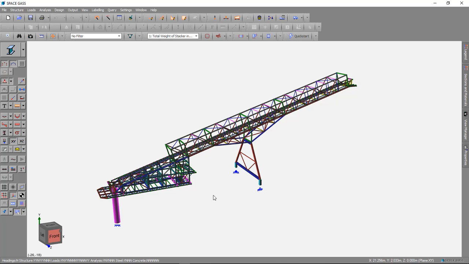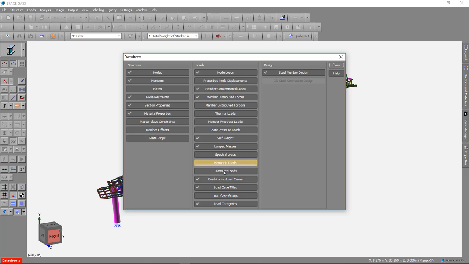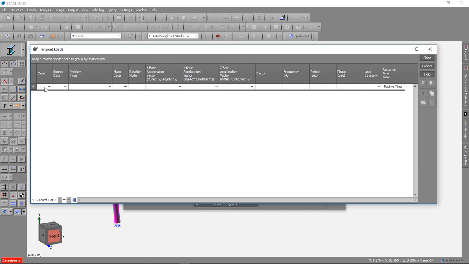So if we wanted to analyze the effect of the acceleration on the stacker as it starts moving in a skew direction, we can do that by creating a transient load case. Let's call it load case 100, and this time, instead of applied loads, I'm going to choose base acceleration rotation. Once we do that, you can see there's no source case required because it's a base acceleration. The mass case in this particular example is 41. The rotation node is 13. That's the node down here at the bottom of the post.